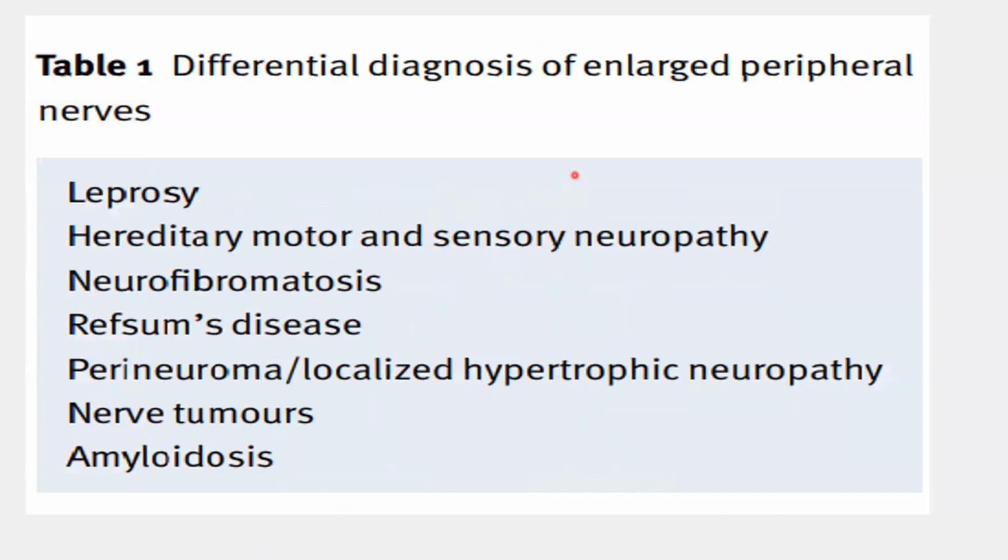Next slide. Leprosy is the most common cause of nerve thickening. You have to rule out leprosy in the Indian setting whenever a patient is having nerve thickening. Other causes I have told. One more is neurofibromatosis, neuromas, nerve tumors, amyloidosis. CIDP is also one of the differential diagnoses for enlarged peripheral nerves.